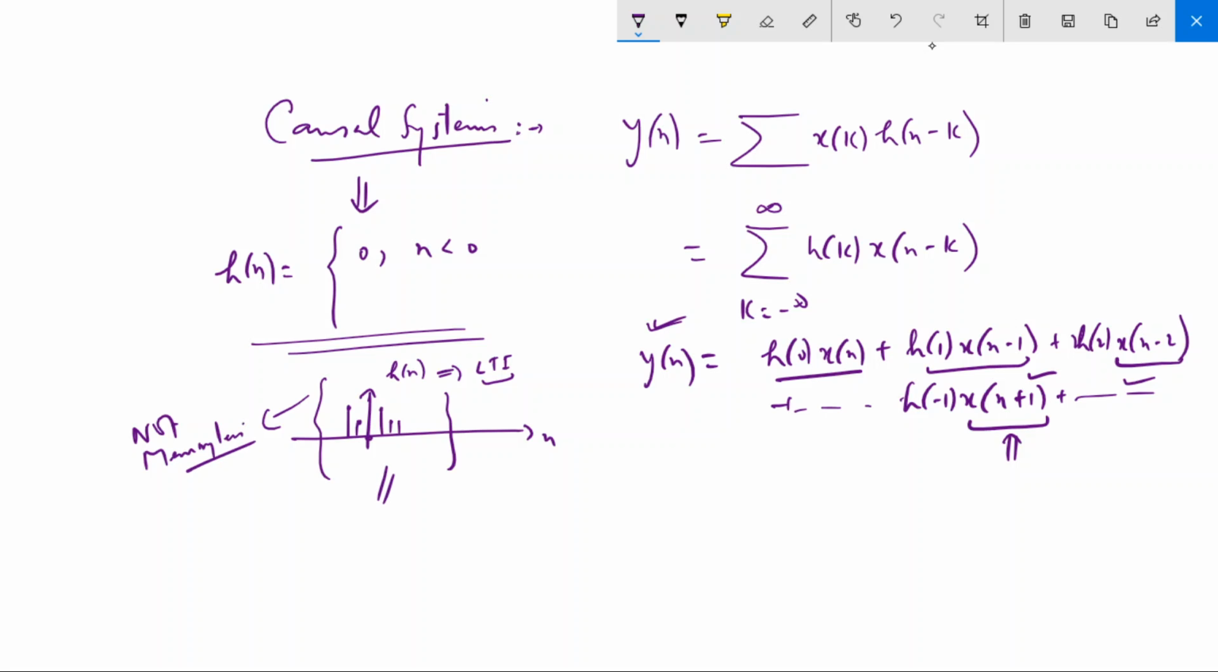What about the causality? The impulse response should be 0 for n less than 0, but it is not 0. It has two non-zero samples for n less than 0. So as a result, this system is non-causal. Okay, so for causal systems, for n less than 0, the entire impulse response should be 0. Then only the system is causal.